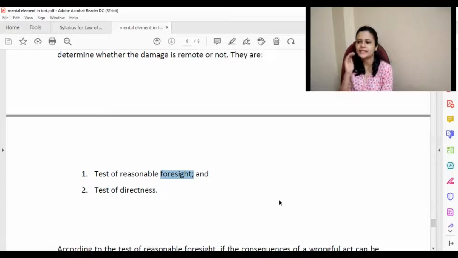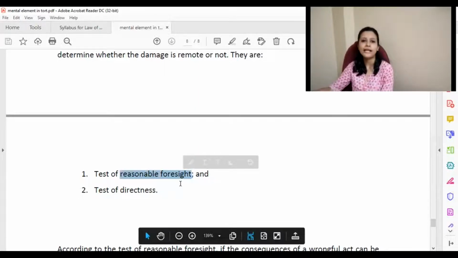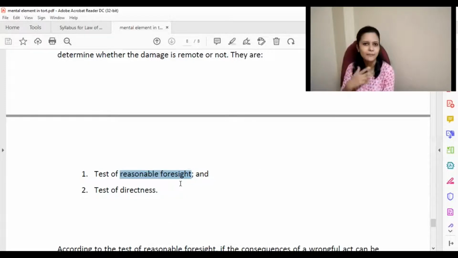And the same thing is expected by law from us, that when we are doing something, we should analyze what might be the consequences. So when we say test of reasonable foresight, that means when I was being negligent, when I was doing some wrongful act, what all situations I could foresee. If I'm driving negligently, I can definitely foresee that it will create risk or endanger the life of other people on the road. That is something that I can reasonably foresee.